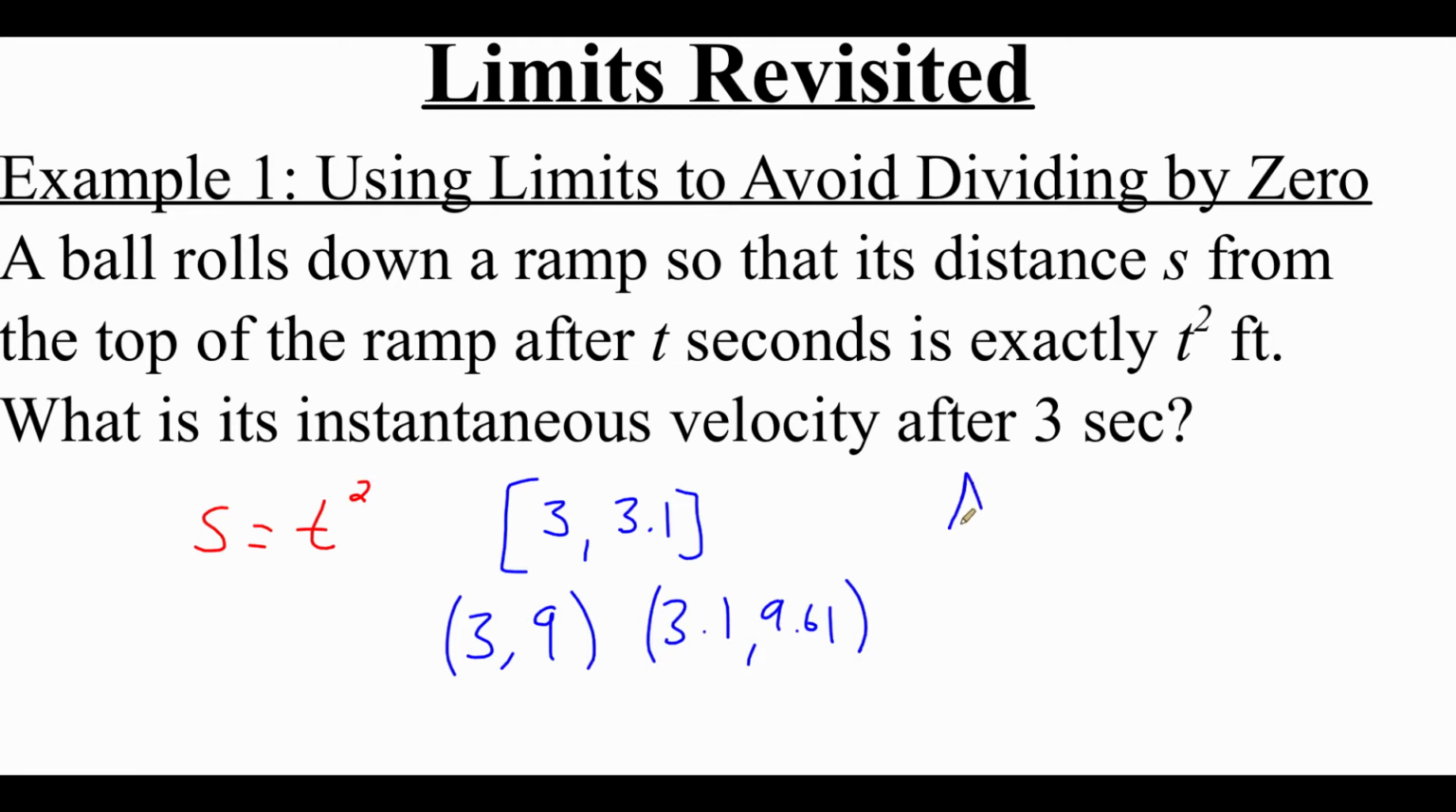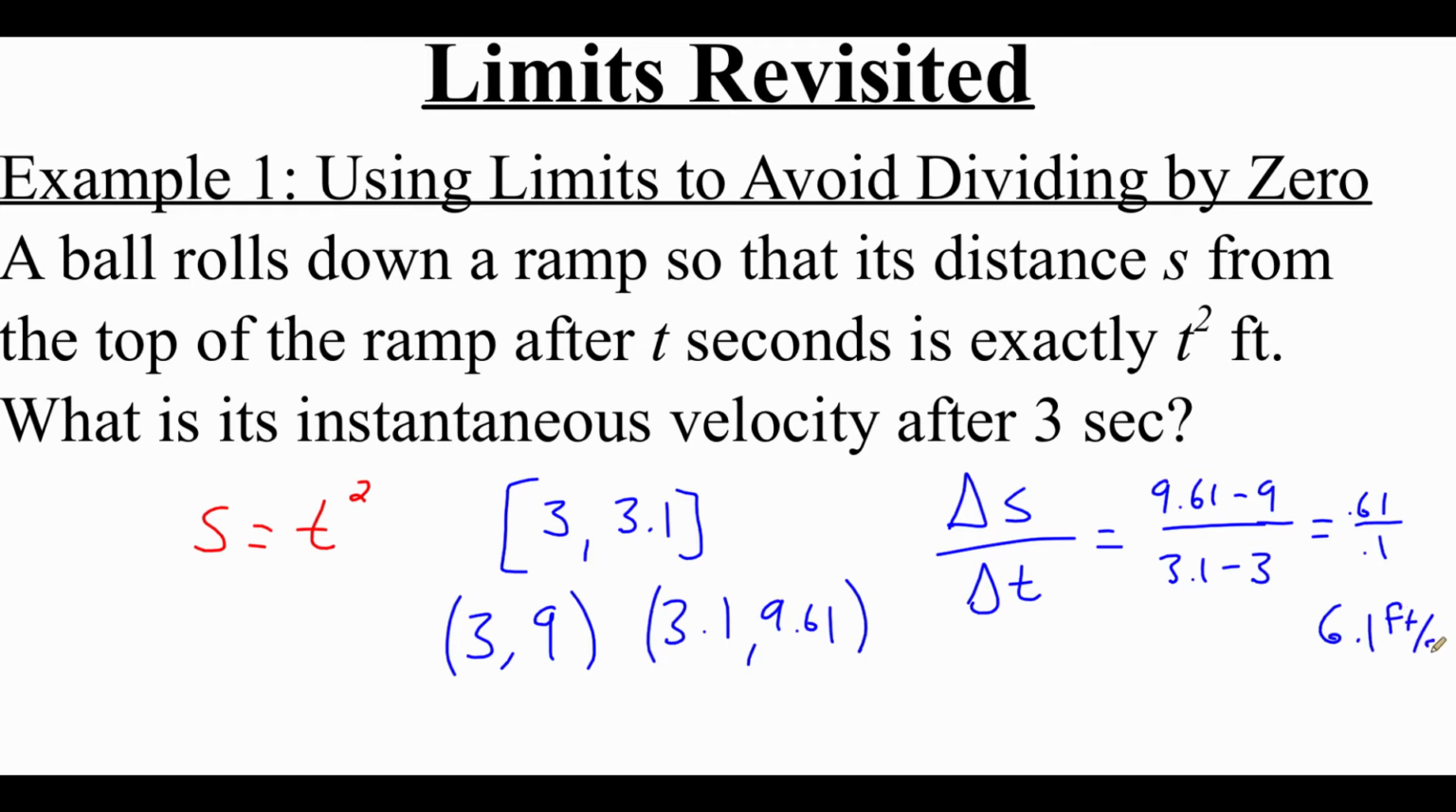So if I want to find the delta s over delta t, because that's our average velocity, the change in position, what I'm going to do is subtract those distances. So I'm going to take the 9.61 and subtract the 9, and then I'm also going to subtract the times to get our change in time. So 3.1 minus 3. Across the top, 9.61 minus 9 is 0.61, and on the bottom, 3.1 minus 3 is 0.1. And if we take 0.61 divided by 0.1, then we're going to get 6.1 feet per second.